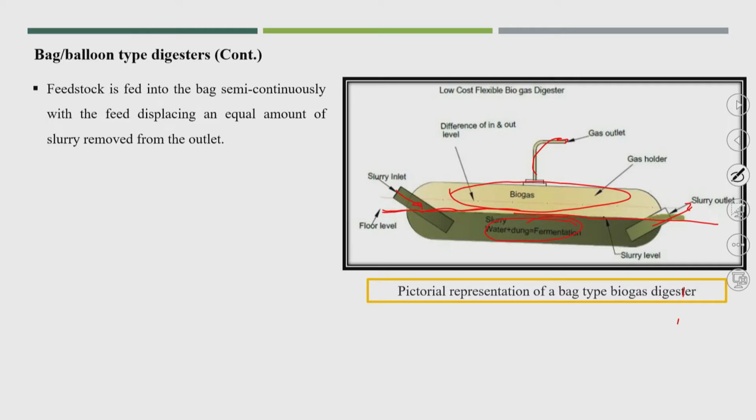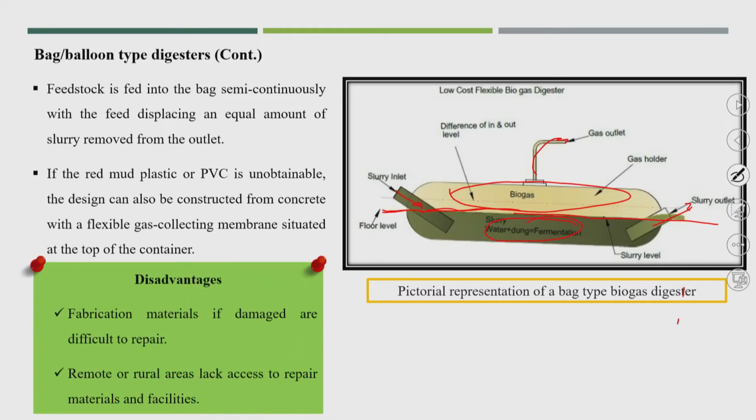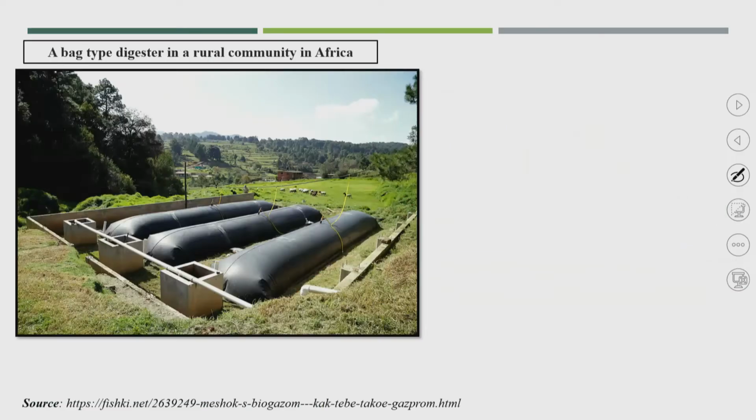Feedstock is fed into the bag semi continuously, with the feed displacing an equal amount of slurry removed from the outlet. If the red mud plastic or PVC is unobtainable, the design can also be constructed from concrete with a flexible gas collecting membrane situated at the top of the container, but that is also difficult. The disadvantage is that fabrication material, if damaged, is difficult to repair, and remote or rural areas lack access to repair material and facilities. So, you can see the balloons.